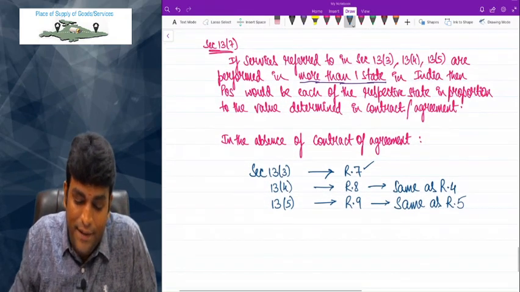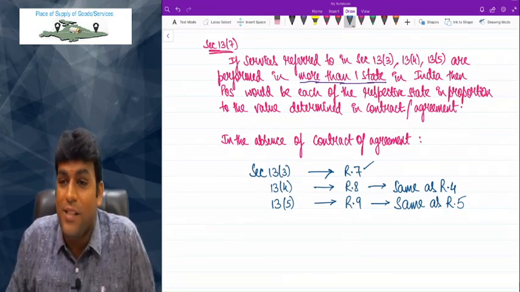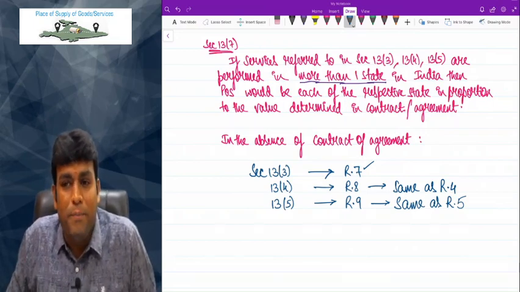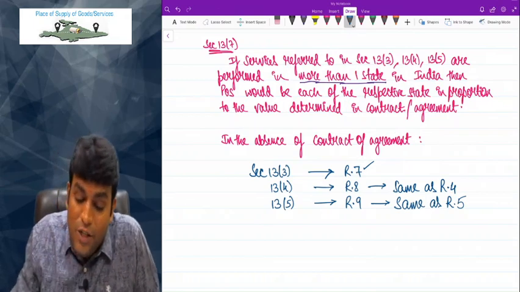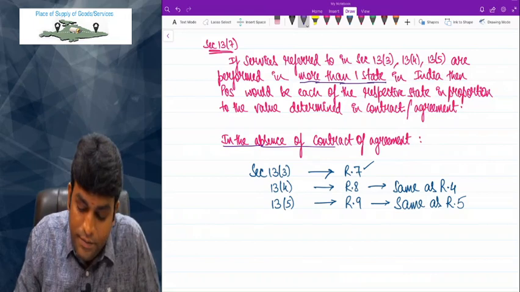Please take 13.7, sir. 13.7, first line I wrote: if 13.3, 4, 5 is in more than one state, POS would be each of the respective states in proportion to the value determined in the contract or agreement. But in the absence of a contract or agreement, the rules will come.